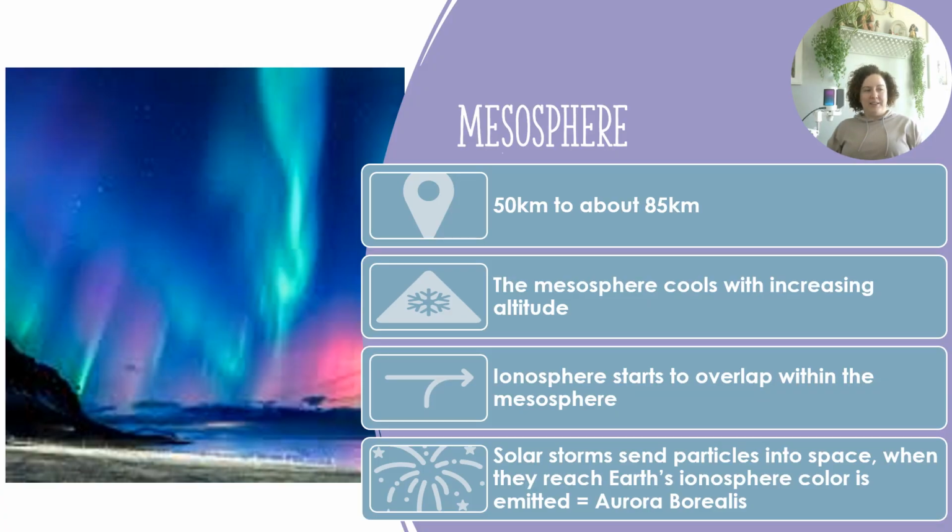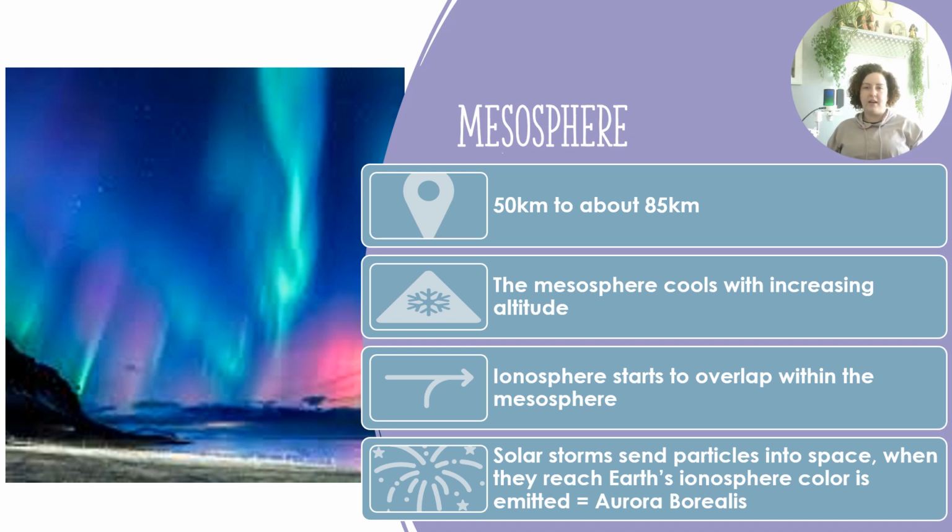The mesosphere. The mesosphere is the prettiest of them all, I think. It is about 50 kilometers to about 85 kilometers above Earth's surface. As you increase in altitude, you decrease in temperature once again. We don't have any layer that's absorbing all of this extra UV radiation. But within the mesosphere, we do have what is called the ionosphere. It overlaps ever so slightly, and this is where some of our temperature can start to increase a bit.